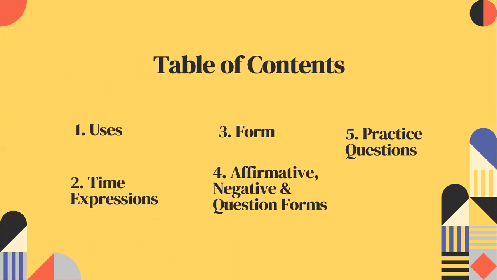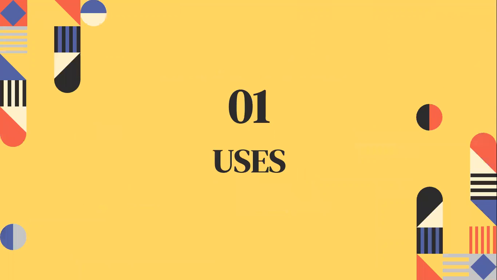Here's the table of contents. We'll be first explaining the usages for the past progressive tense, then the time expressions used in this tense, third, the form for the past progressive tense, and fourth, the affirmative, negative, and question forms. And by the end, we will have practice questions on each of these topics. So let's start with the usages.